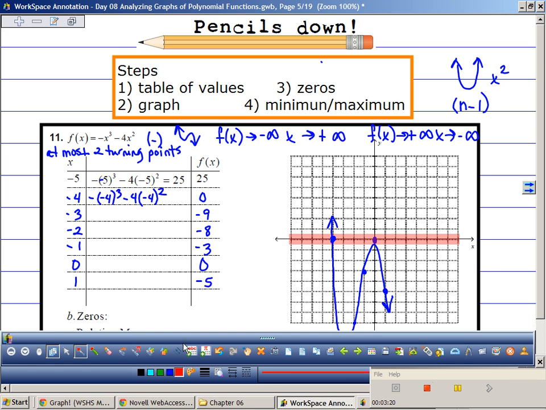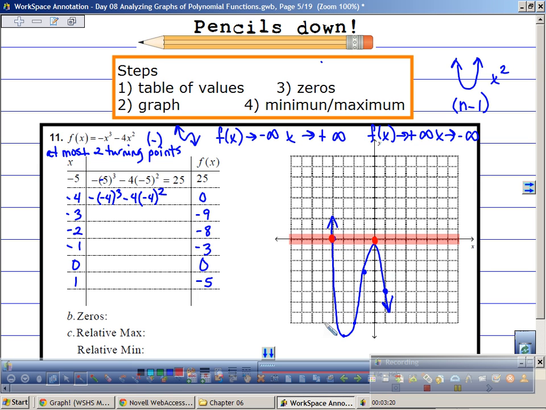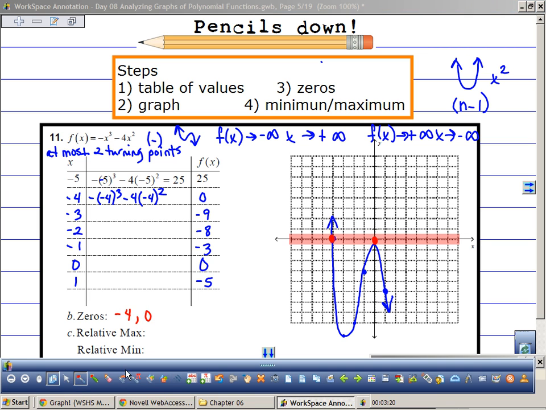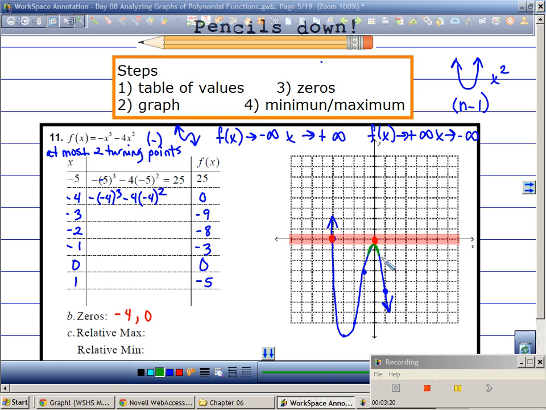All right, let's talk about our zeros. Do we have zeros? We do. We have one here, and we also have one here. So my zeros are negative 4 and 0. And my relative maximum, why do you think we call it relative? Can we say it's absolutely our maximum point? It's a sketch, right? I didn't plug in and find my vertex point, right?